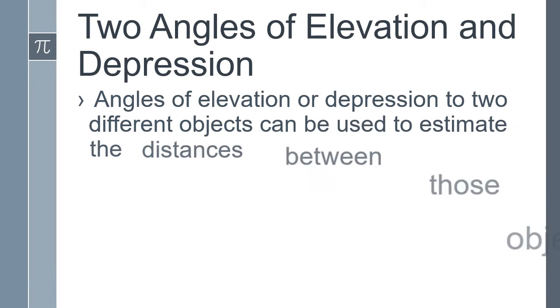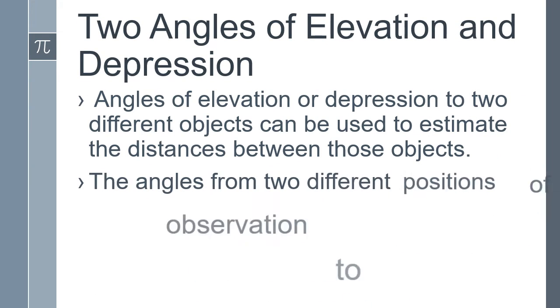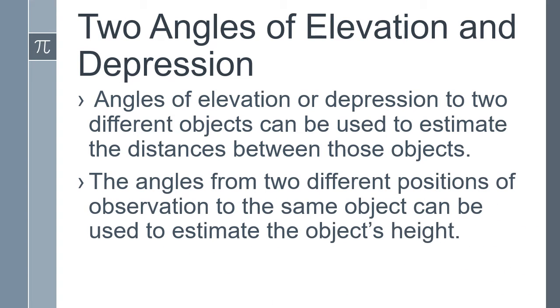if we have two angles of elevation and depression, we could use that to look at two different objects and estimate the distance between those objects. And we can also look at angles from two different positions of observation to the same object, and it can be used to estimate the object's height.